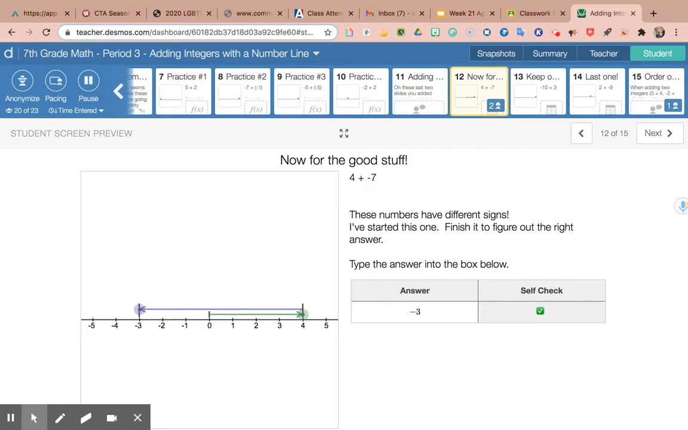So when you're doing these without a number line, if they're different and you're adding them, you can subtract them and keep the sign of the one that has a bigger length or absolute value. So -7 has a bigger length, so the answer will be negative.